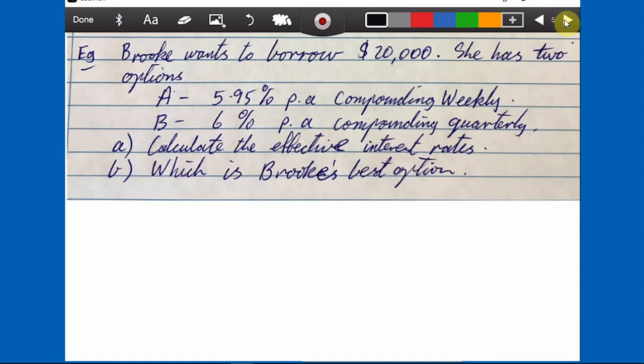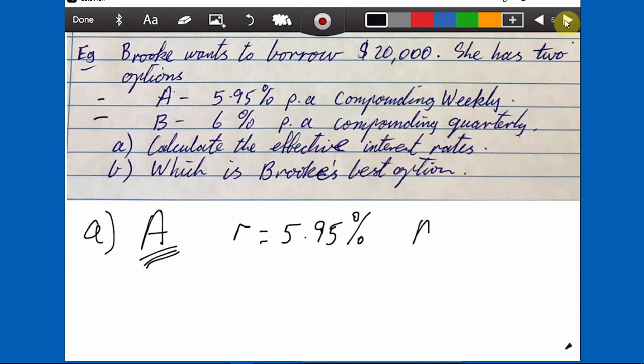Let's have a look at part A to start off with. Effective interest rates. What information are we given? We've got two options, A and B. So let's just look at option A to begin with. Option A, we've got an interest rate of 5.95%, and we're compounding weekly. There's 52 weeks in the year, so N is 52.